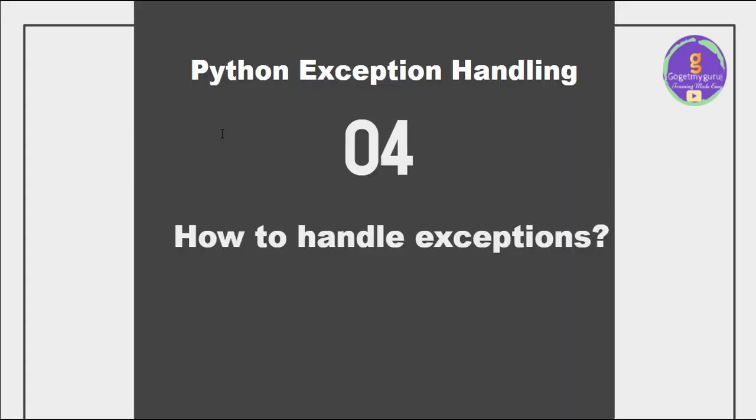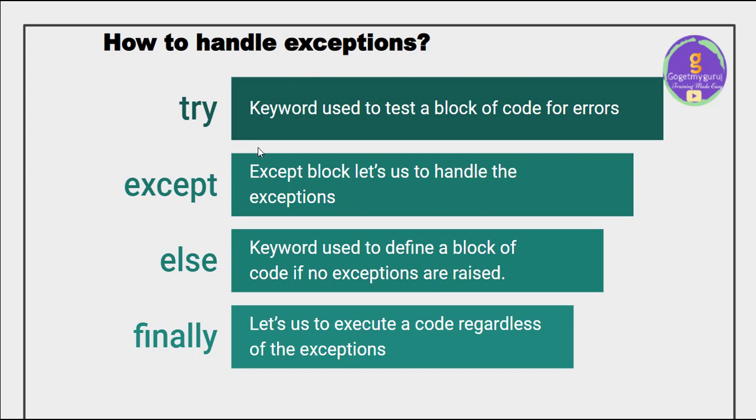Now that we know what exceptions are, why we need to handle them, and the built-in exceptions, let's move on to the next topic, that is how to handle exceptions. Python provides a way to handle these exceptions and continue the execution of the program. In Python, exceptions can be handled by making use of these blocks, that is try, except, else and finally block. So what are they? Let's discuss one by one.